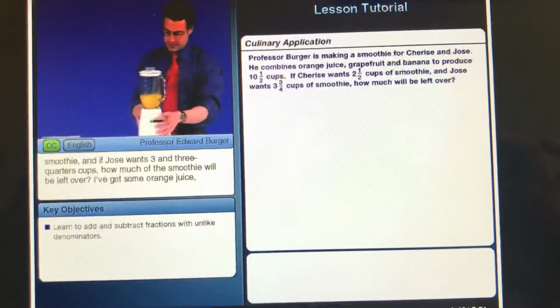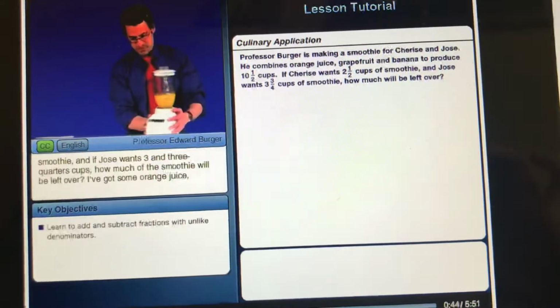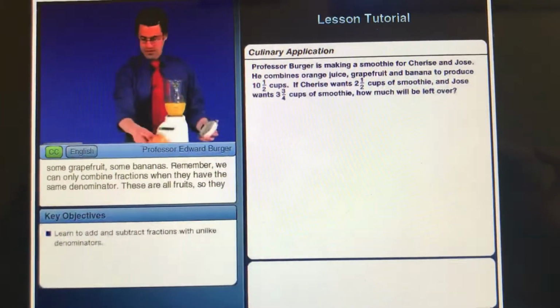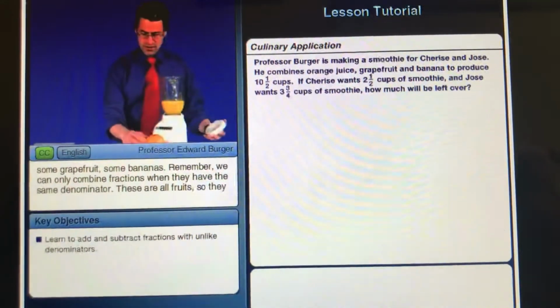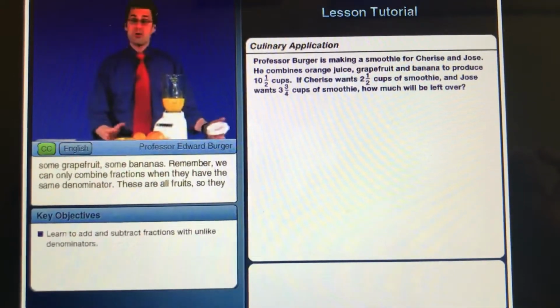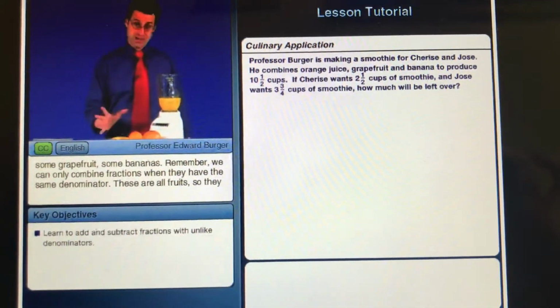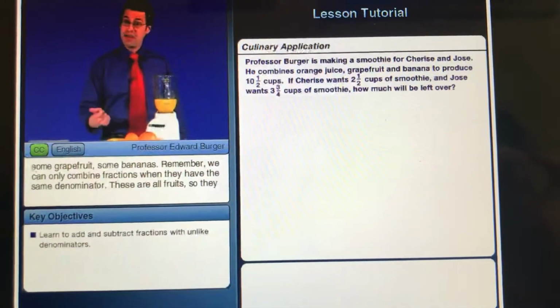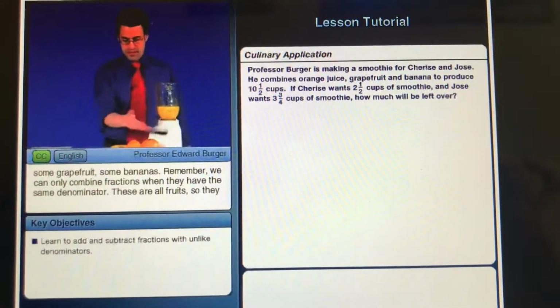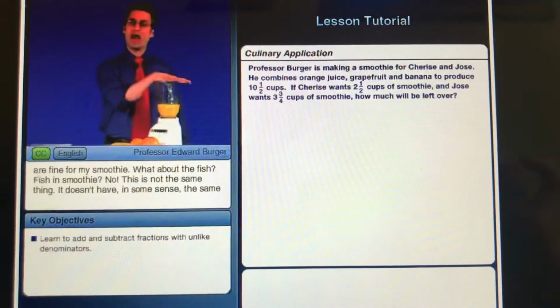So I've got, here we go, some orange juice. And inside, now I've got a whole bunch of stuff here. I've got some oranges, I've got some grapefruit, even some bananas. Now remember, we can only combine fractions when they have the same denominator. So these are all fruits, so they're fine for my smoothie.